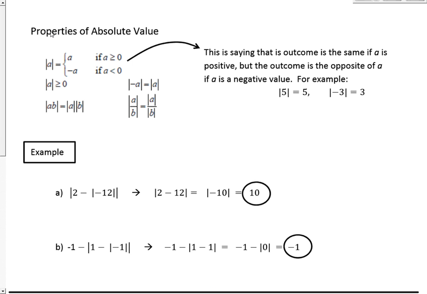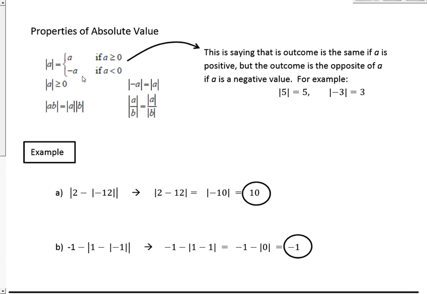Next page here, properties of absolute value. The absolute value of A is equal to either A itself if it is a positive number. So reading this, A is greater than or equal to 0 is really just saying if A is positive, then your answer is just going to be the same as the number was inside the absolute value. But it's going to be the opposite value if A is a negative number. So if I have negative 3, the opposite of A would be positive 3. So my outcome should always be positive.